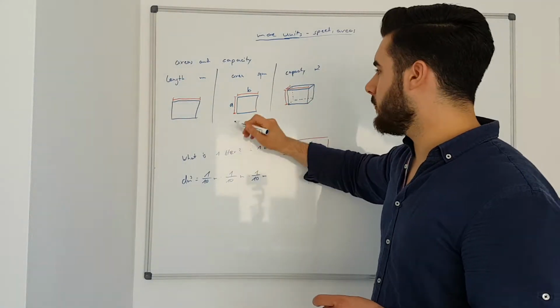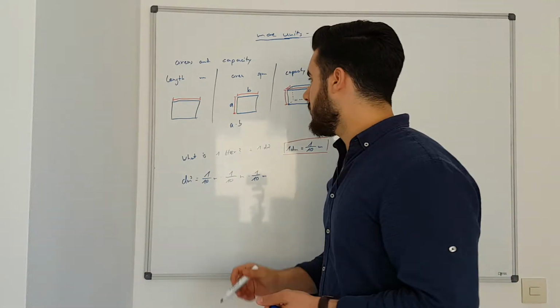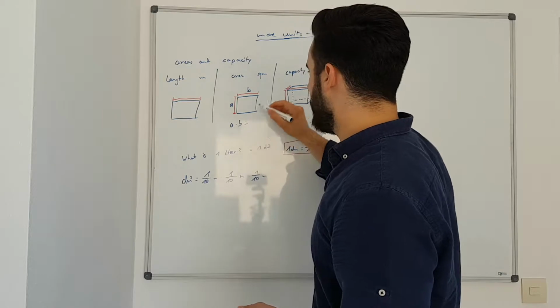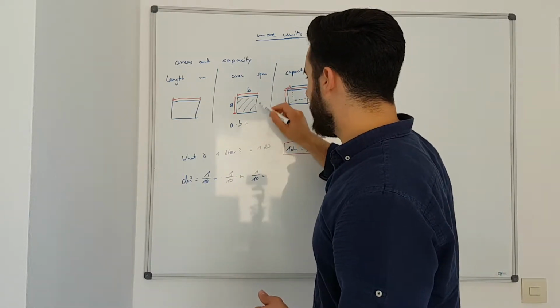What do you do with that? You calculate A times B. What is the result? The result is something in square meters, and you will get then this area.